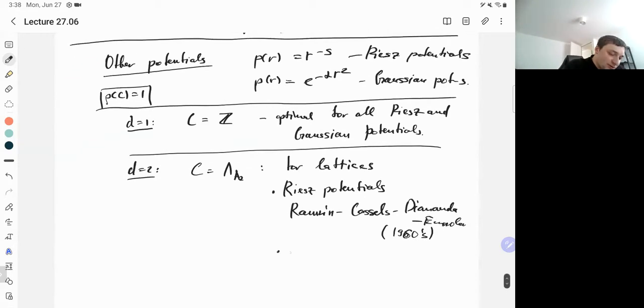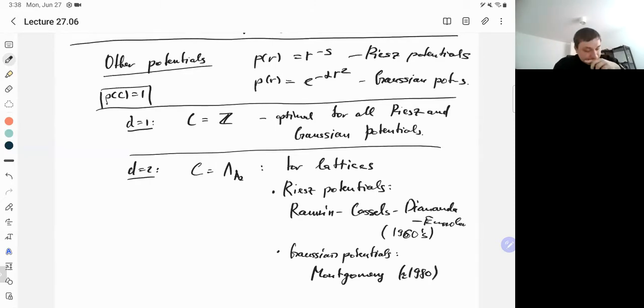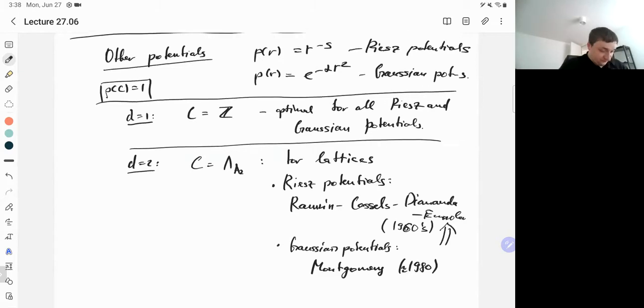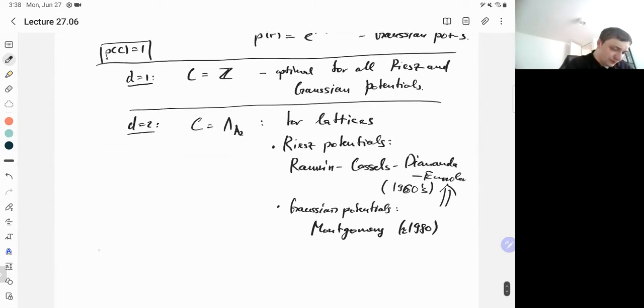And then for Gaussian potentials, again, this is only for lattices, this is a result of Montgomery, sometime in the 80s, maybe. And in fact, the Gaussian potentials result implies the other result as well, as far as I remember.